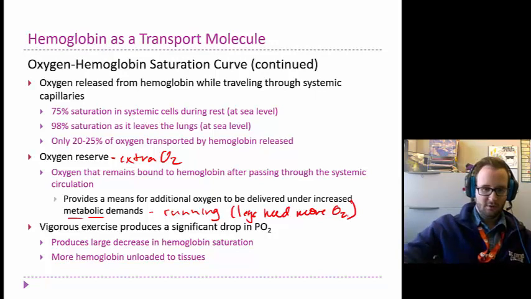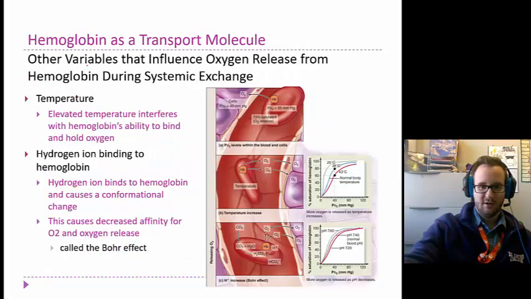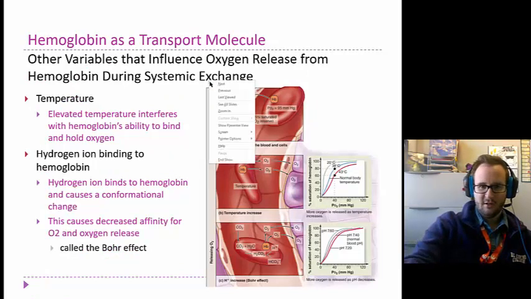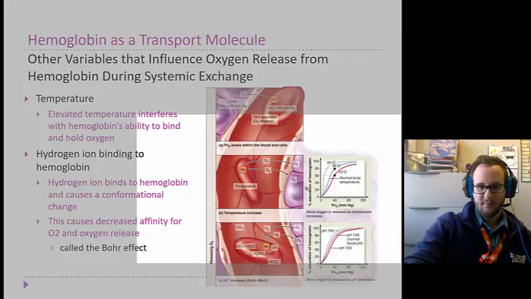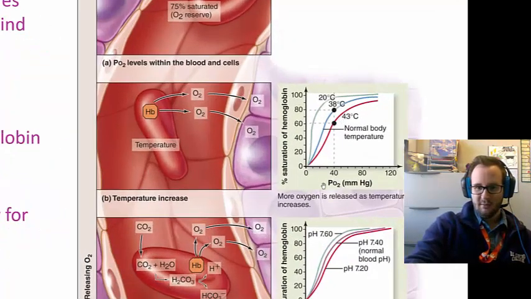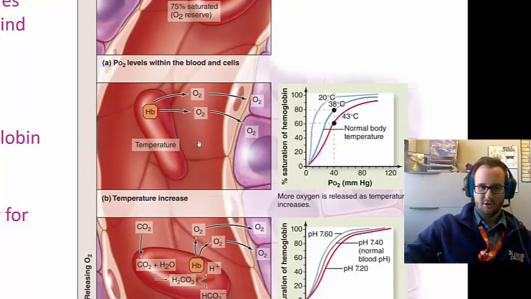Okay, and so y'all can read through this, but it states what we've already discussed. There are 2 other things that can affect PO2 levels. I'm going to zoom in here so y'all can see this. This is the same little PO2 chart that we saw before, but what is focused on here is temperature.